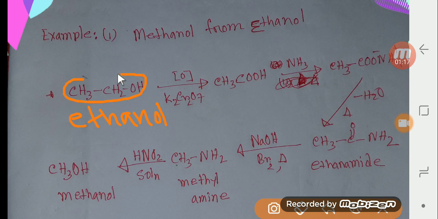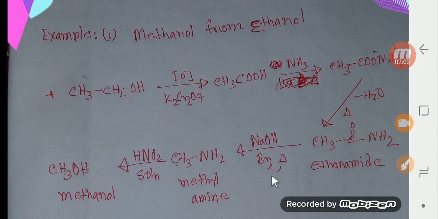Well, if you observe the structure of ethanol and methanol, then you will see the difference of CH2, right? The difference between ethanol and methanol is CH2 from the structural side. So methanol and ethanol are homologous, right? However, ethanol has one more carbon than methanol, so we want to deduct one carbon, right? So we have to convert this ethanol to ethanamide.